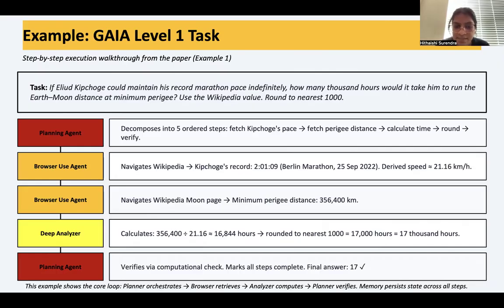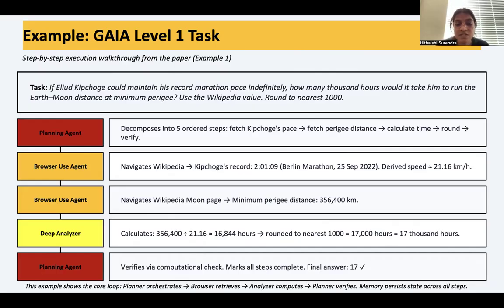The second browser call gets the minimum distance, which is about, I think, 356,000 kilometers. The deep analyzer performs the calculation, and it gets about 16.8 thousand hours, which is rounded to 17,000 hours. The planning agent then verifies it and marks the task as complete. So the final answer we get is 17.